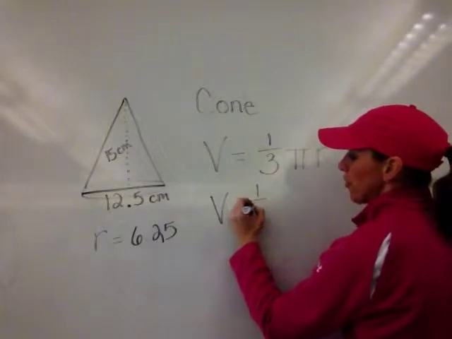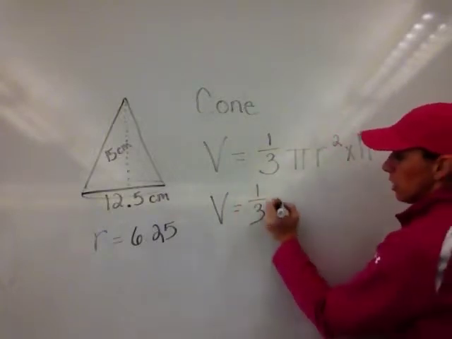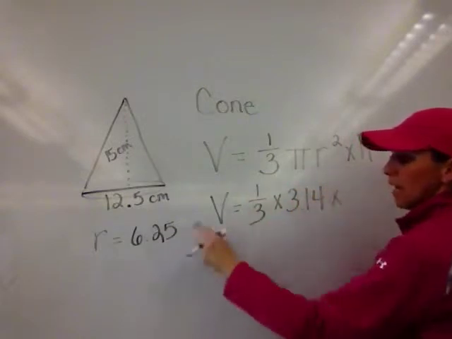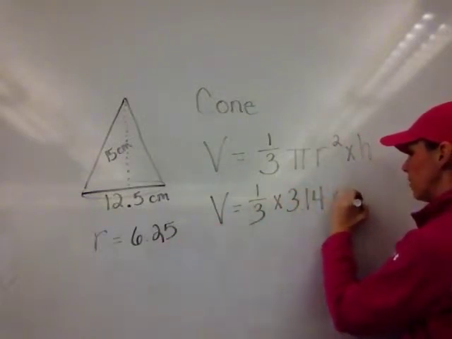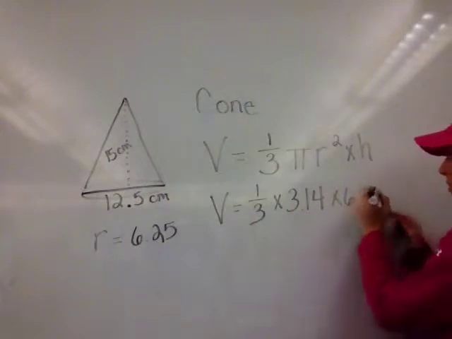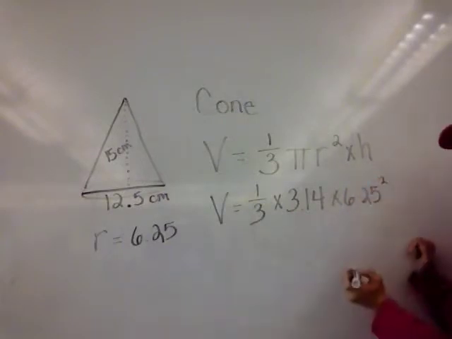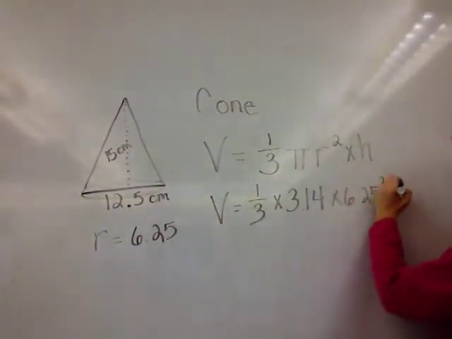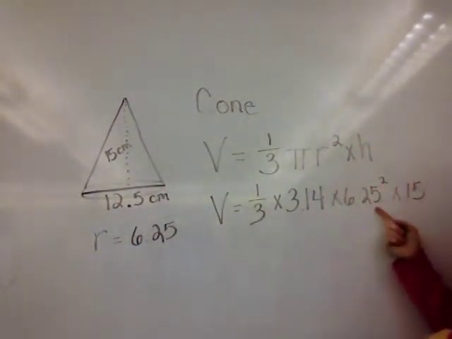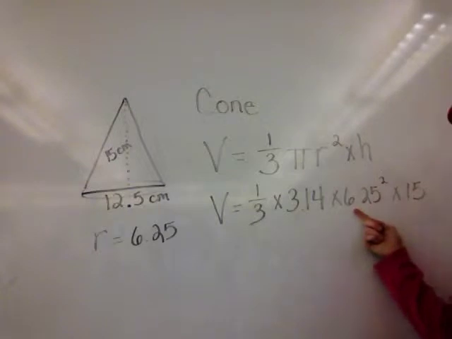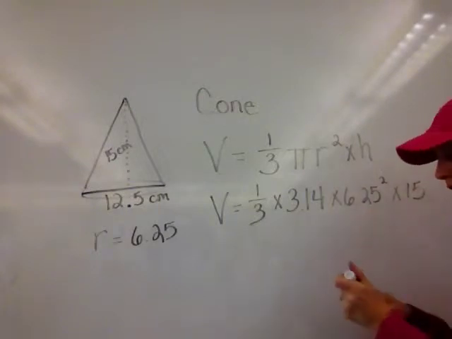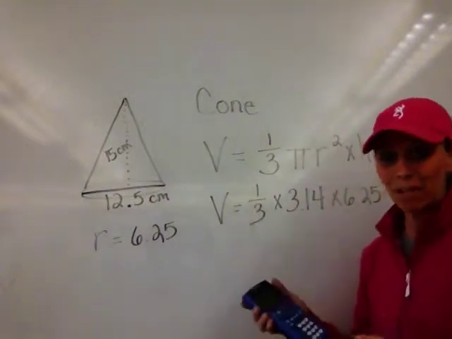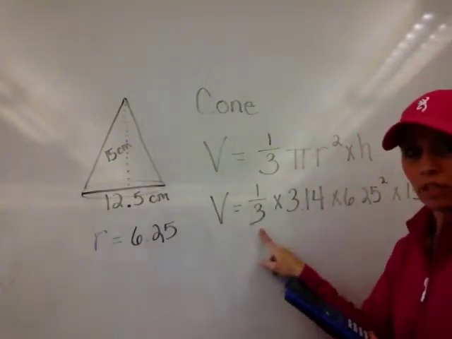Now I can plug my numbers in. So I have 1/3, don't get freaked out by the fraction, times pi, which is 3.14, times 6.25 squared, times the height of the shape from the tip down to the center, which is 15. Now I could have put in here 6.25 times 6.25, but my hand's getting a little tired, so I didn't really want to do that. Now I'm going to punch my numbers in.